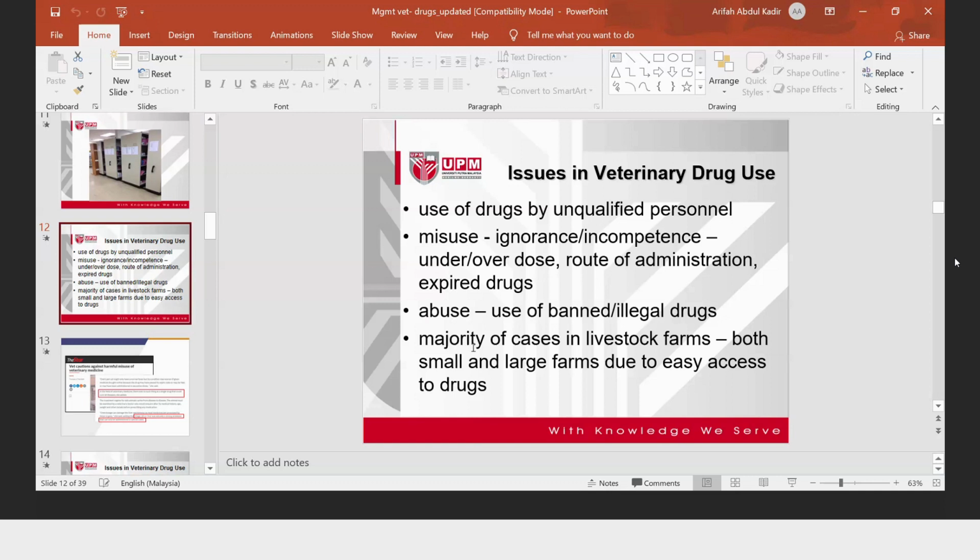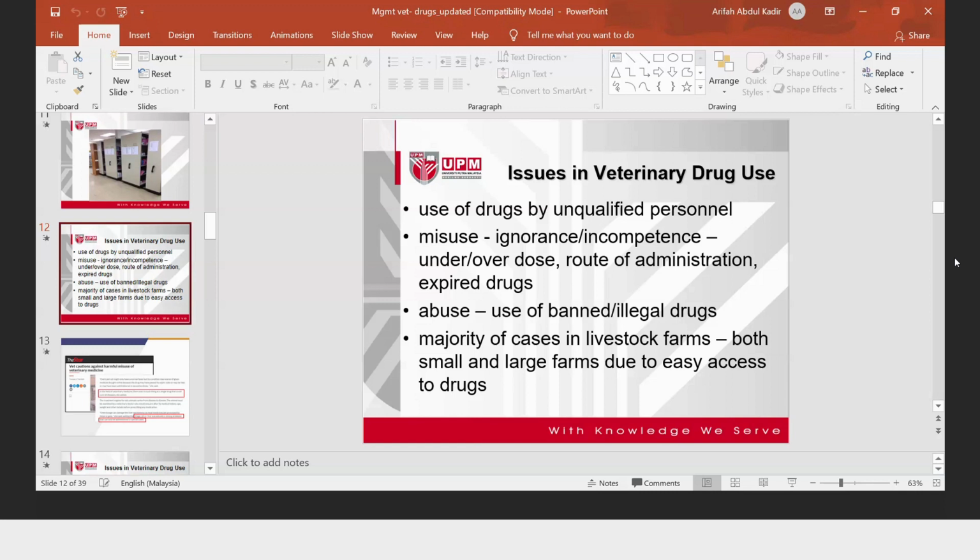Okay, and then the majority of cases are in livestock farms, both small and large farms, due to easy access of drugs. So in farms it does happen, because usually the farm, for the first time, will call the veterinarian, but if the problem reoccurs, usually they don't consult the veterinarian. They will just buy the drug, whatever was prescribed the first time, and use it. But that is wrong.